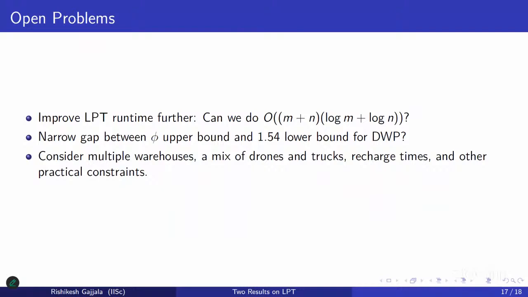And a simple question is, what is the best approximation ratio for this identical scheduling problem? Okay.